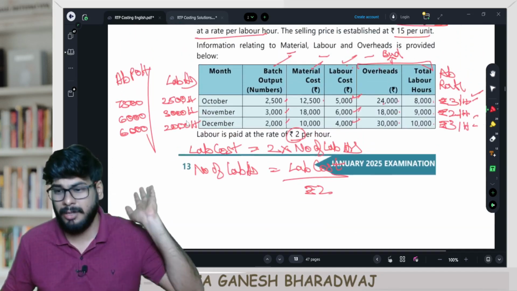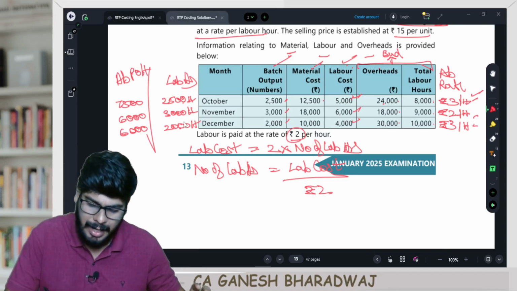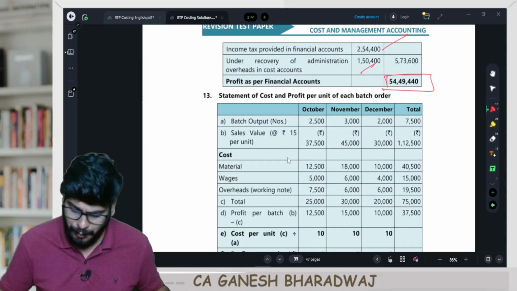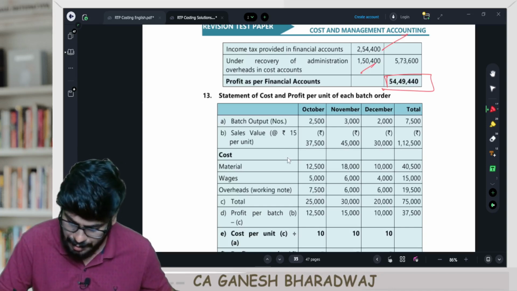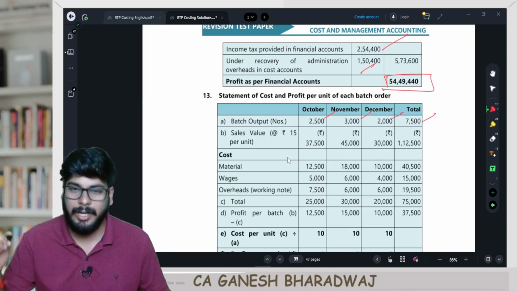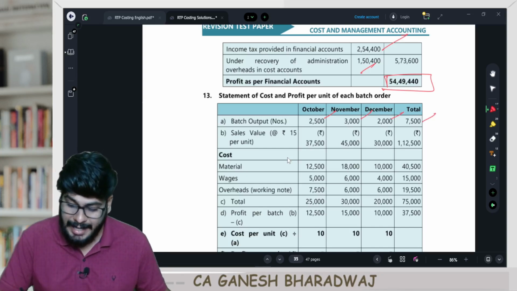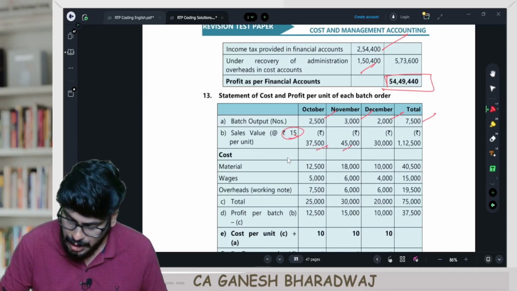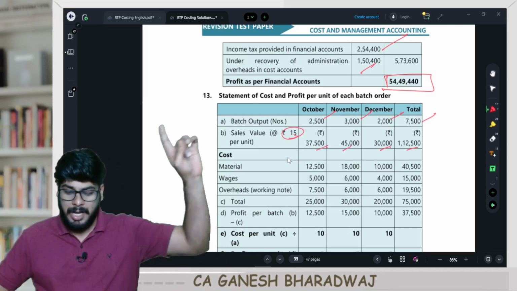In fact, we have solved this question at the time of reading itself. It's very simple. Now, quickly look at this. Month wise, they have given October, November, and December: 2,500 units, 3,000 units, 2,000 units. Add up, you'll get a total of 7,500 units. Sales value, the rate of 15 rupees, it's given. Multiply the respective units with 15 rupees, you'll get the sales value also.